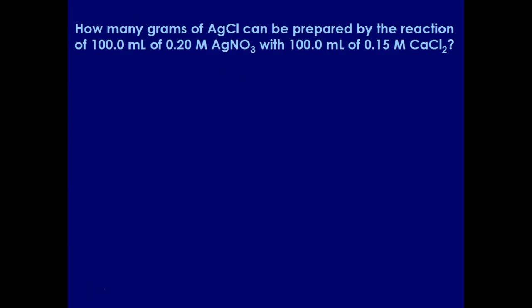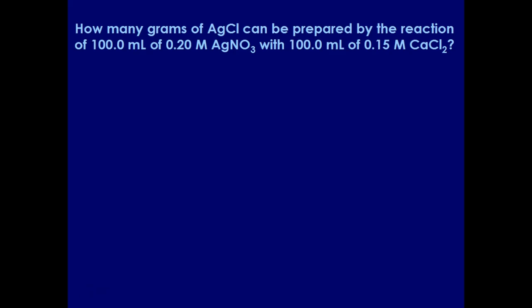So our last question is going to be similar to the one you just saw, but we're going to add a twist onto it, the ion concentrations at the end. How many grams of silver chloride can be made if you're going to combine 100 mL of 0.2 molar silver nitrate with 100 mL of 0.15 molar calcium chloride?